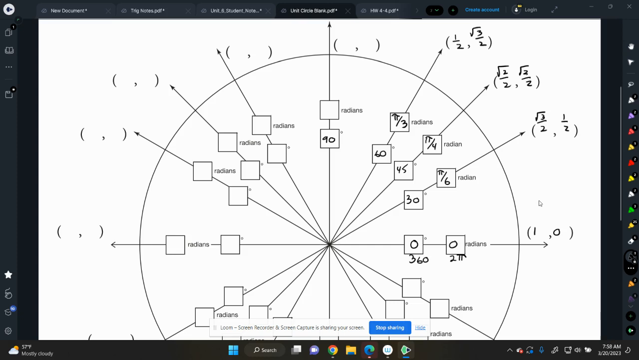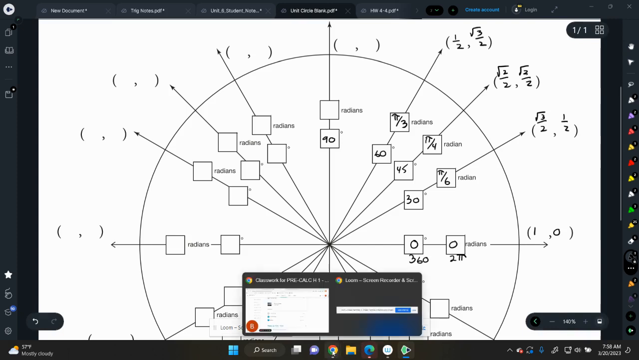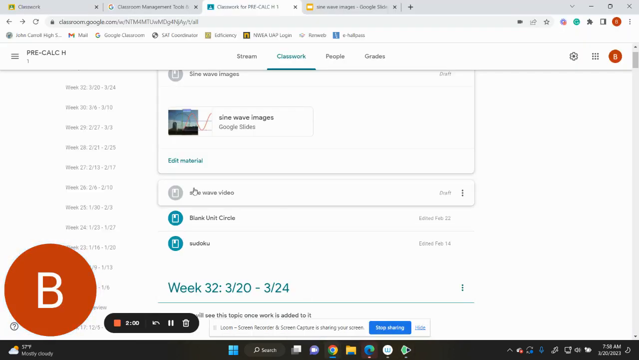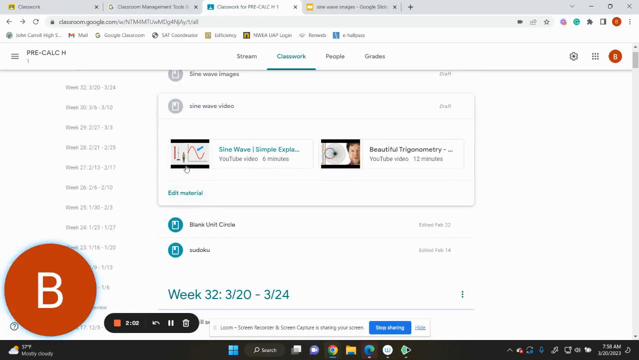Today we're just going to look at basic curving. Okay, so let's just get a general understanding of some sine curves. So we're going to look at a couple of videos.